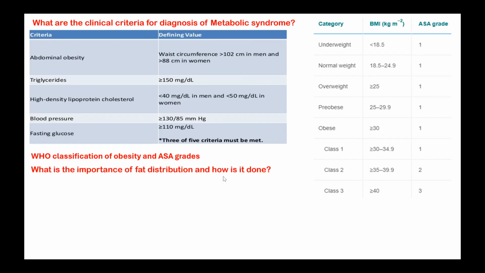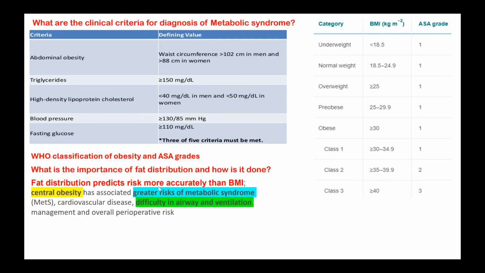What is the importance of fat distribution and how is it measured? Fat distribution predicts risk more accurately than BMI. So central obesity has associated greater risk of metabolic syndrome, cardiovascular diseases, difficulty in airway and ventilation management, and overall perioperative risk. So that is the reason why central obesity is to be taken into account, and it can be assessed using CT or MRI. Exact deposition of adipose tissue is measured using CT or MRI.